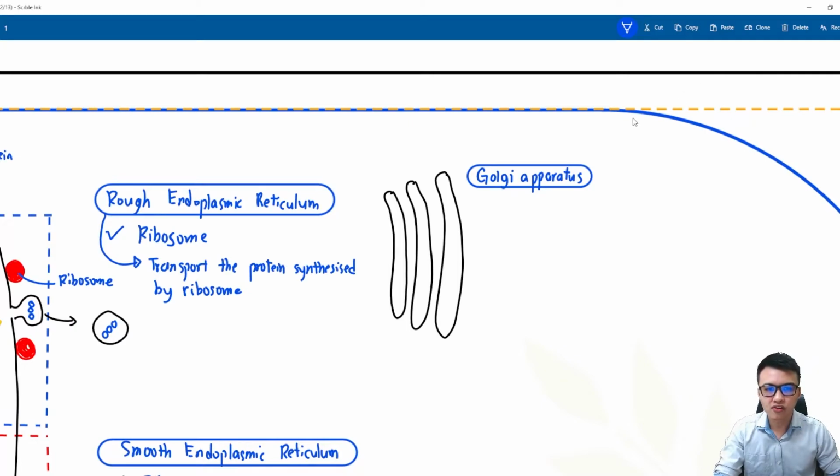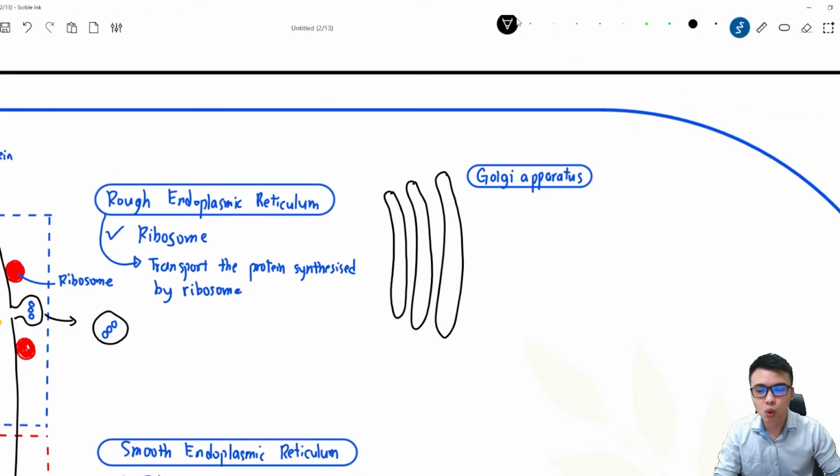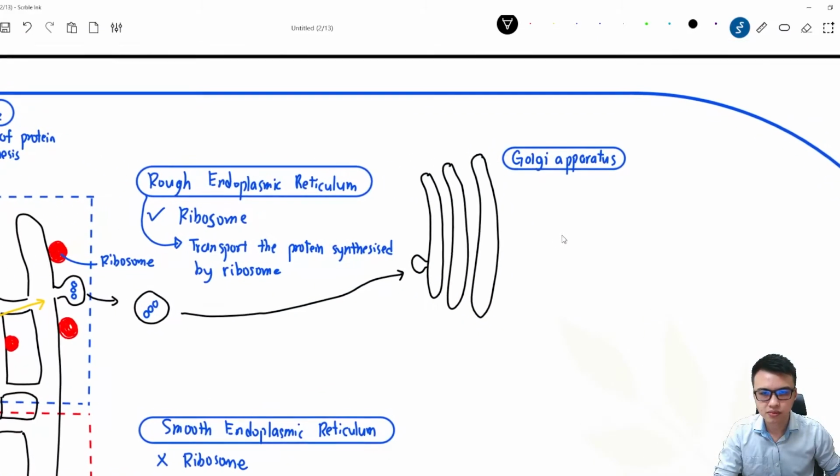So this white structure, we call it a Golgi apparatus, will receive the protein that comes from the rough endoplasmic reticulum. So the first thing they will do is fuse with the Golgi apparatus and release the protein inside. Let's zoom in a little bit. Okay, it will be released into the Golgi apparatus to be modified.